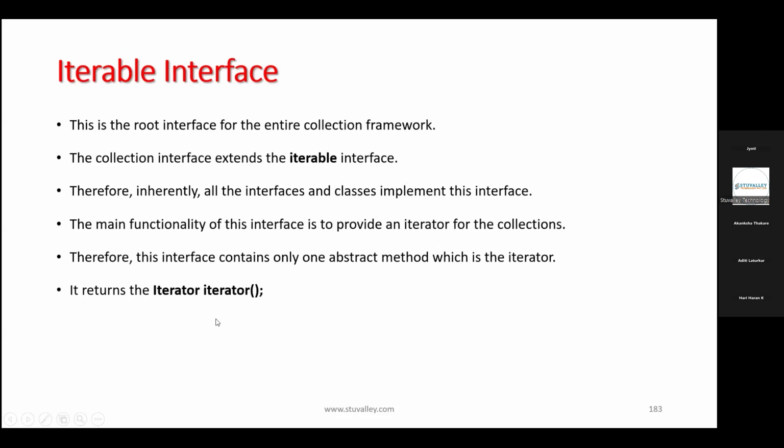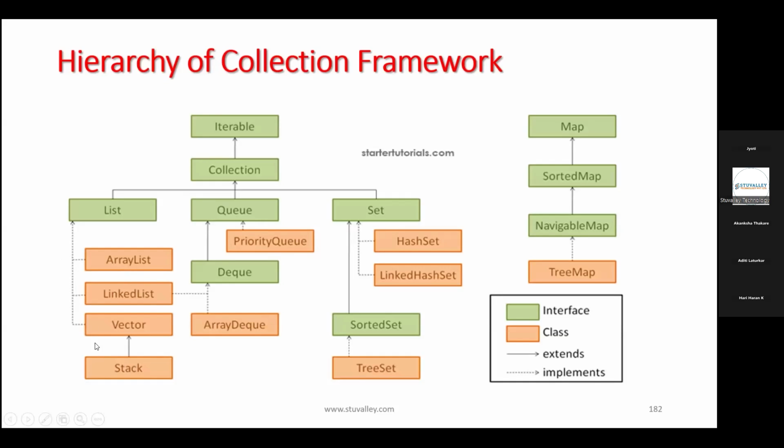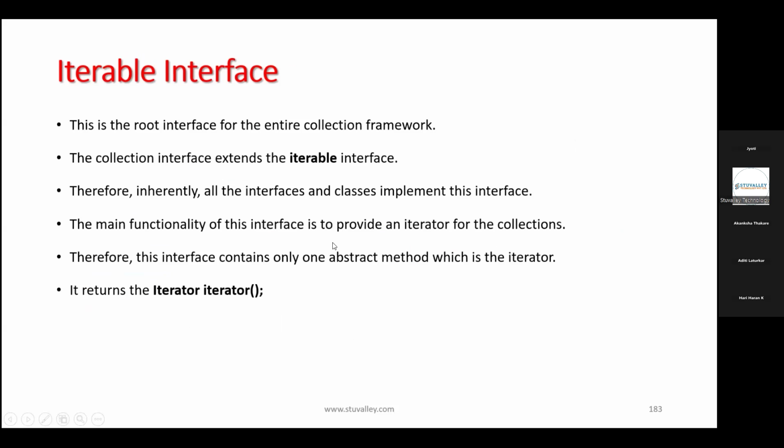So this iterator method is there in every collection apart from the Map. Map doesn't have this because it is not a direct part or direct child of the Collection interface. That's why Map doesn't have this iterator, but all the other classes and interfaces in the hierarchy have the iterator method by default.